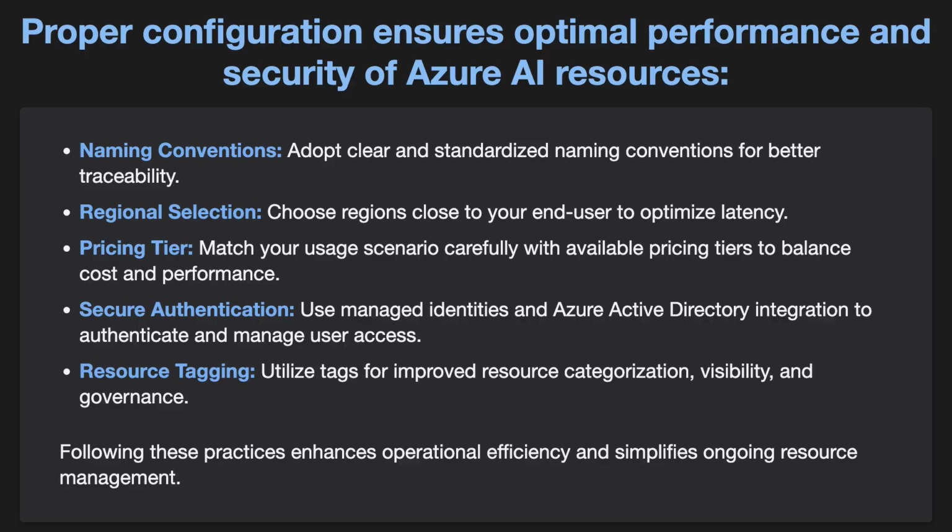Naming conventions. Adopt clear and standardized naming conventions for better traceability. Regional selection. Choose regions close to your end user to optimize latency. Pricing tier. Match your usage scenario carefully with available pricing tiers to balance cost and performance. Secure authentication. Use managed identities and Azure Active Directory integration to authenticate and manage user access. Resource tagging. Utilize tags for improved resource categorization, visibility, and governance. Following these practices enhances operational efficiency and simplifies ongoing resource management.